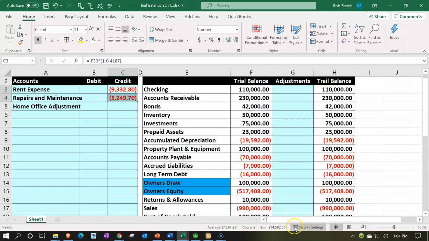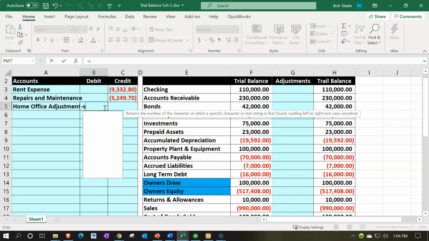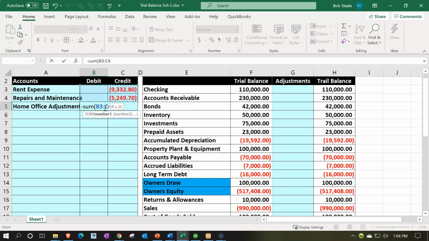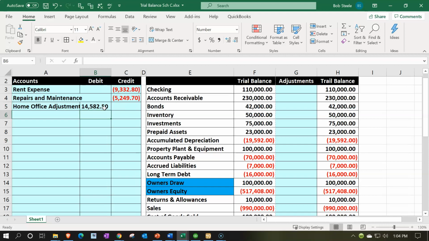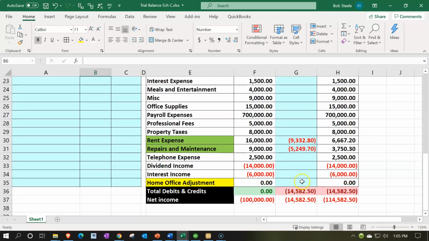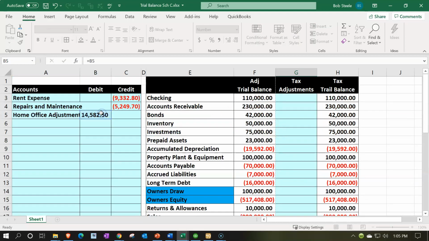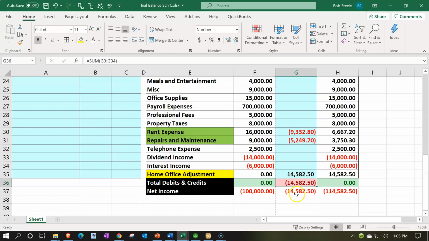So they add up to 14,582.50 and flip the sign. I'm going to do that with a negative sum function, negative sum, adding them up, flipping the sign, basically multiplying times -1. So there's the debit. So then I'm going to put the debit down here, equals the debit. That'll put us back in balance. So that puts us back in balance.